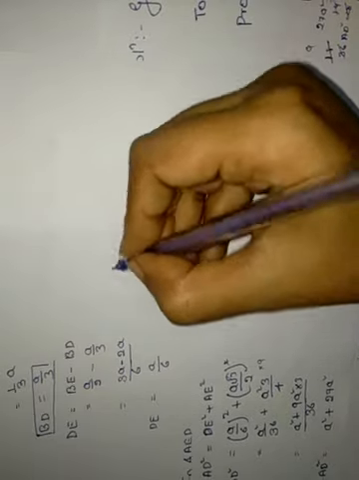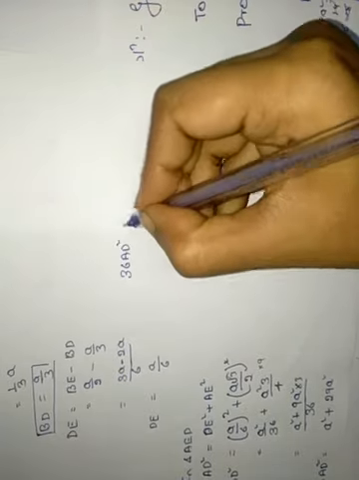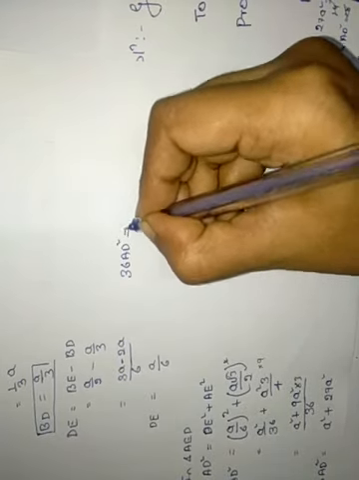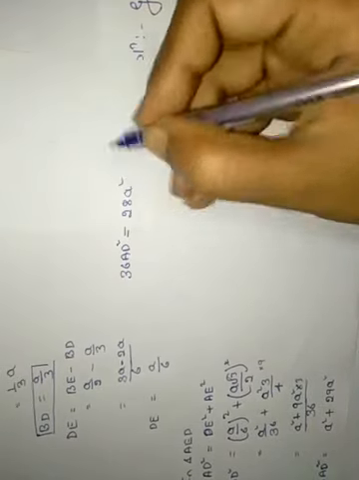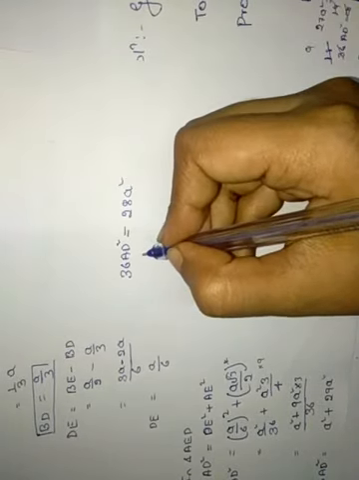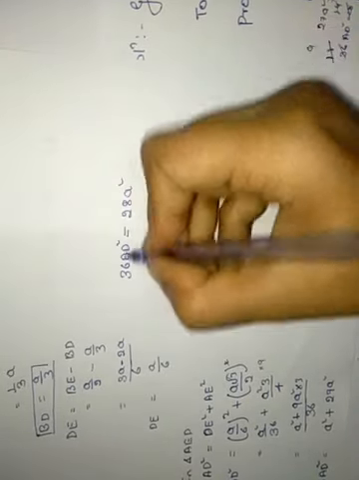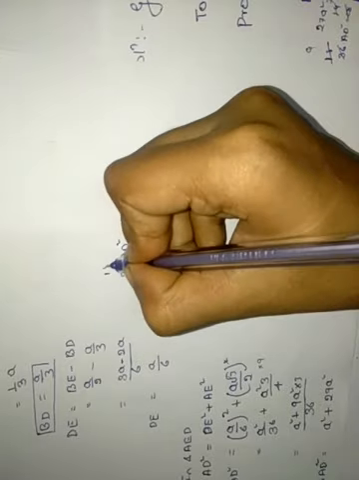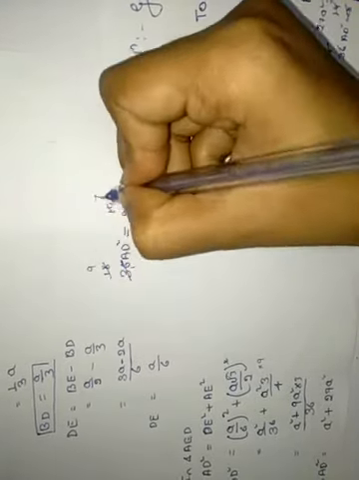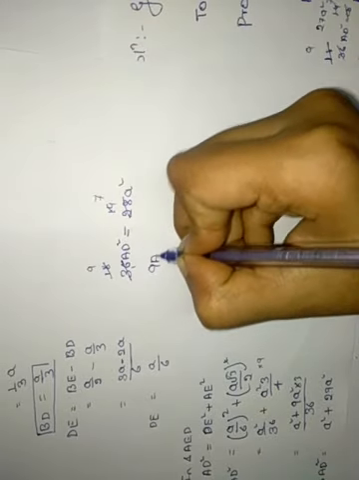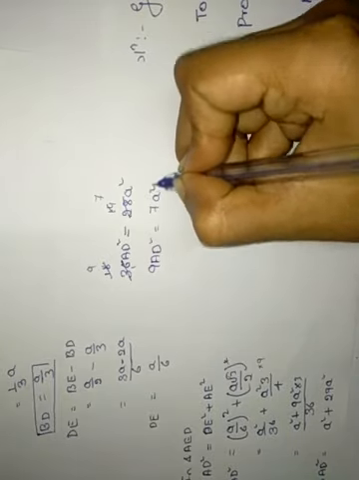Now 36AD square equals 27 plus 1, 28A square. After simplifying, we'll get what? We'll simplify it and see. Then 2 1s are 2, 2 8s are 16. Similarly, 2 1s are 2, 4s, 2 9s, 2 7s. Here we got 9AD square is equal to 7A square.